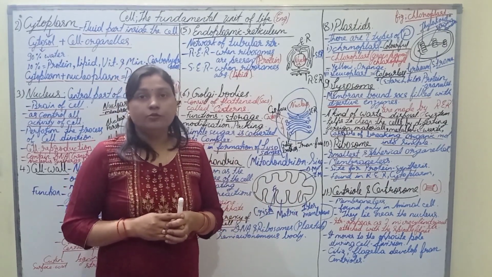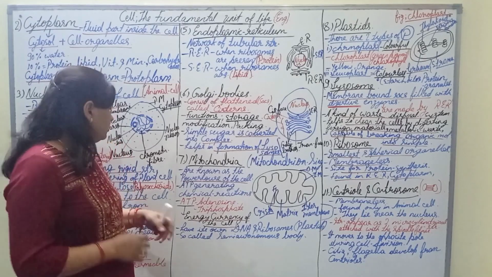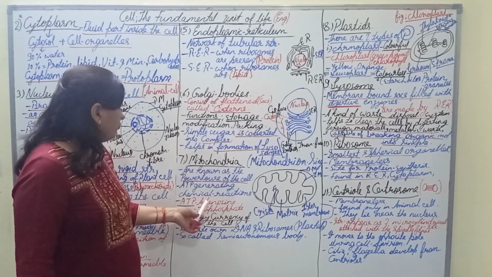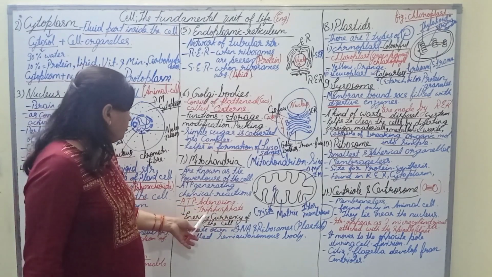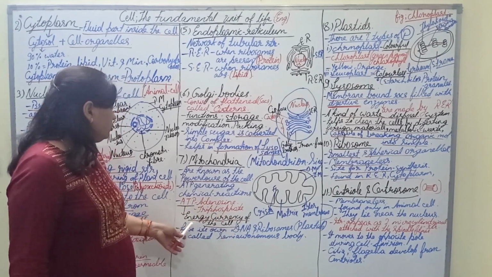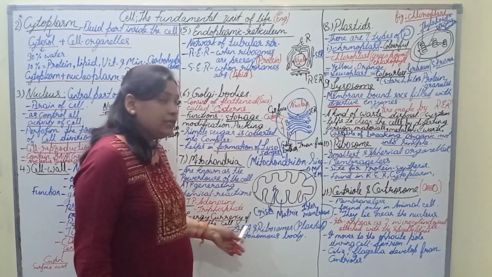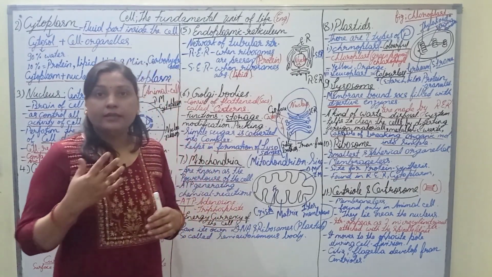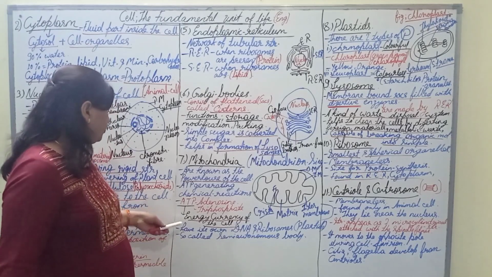So it is called mitochondria. It is called the powerhouse of the cell. Energy is released in the form of ATP, adenosine triphosphate, and this is also known as the energy currency of the cell, as it gives energy to the cells for various activities and functions.